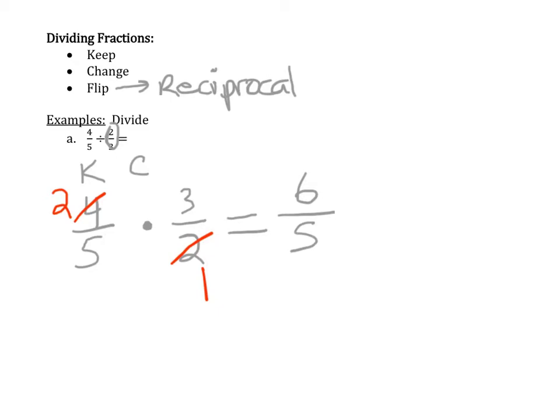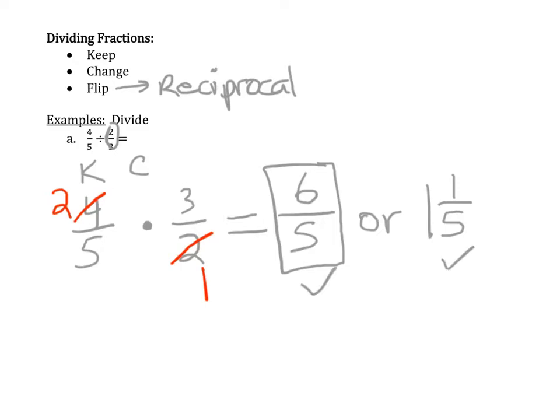As an improper fraction, my solution is 6/5, or I can write it as a mixed number, 1 and 1/5. By the way, I prefer this, but as you're entering your answers online, make sure you see which way they want you to answer your problem. It may be this way or it may be that way. Always check to see. But that's basically division.